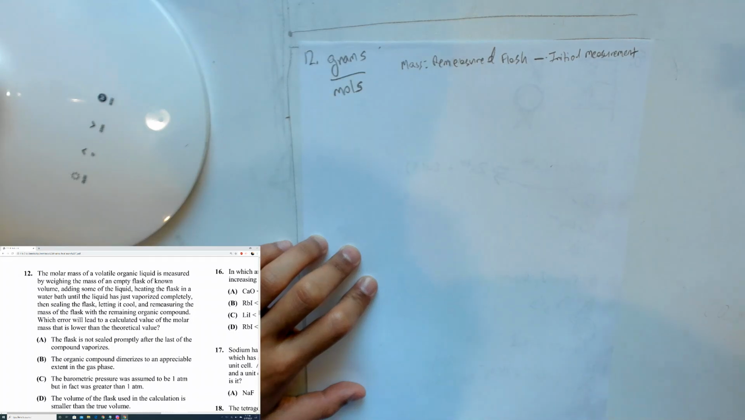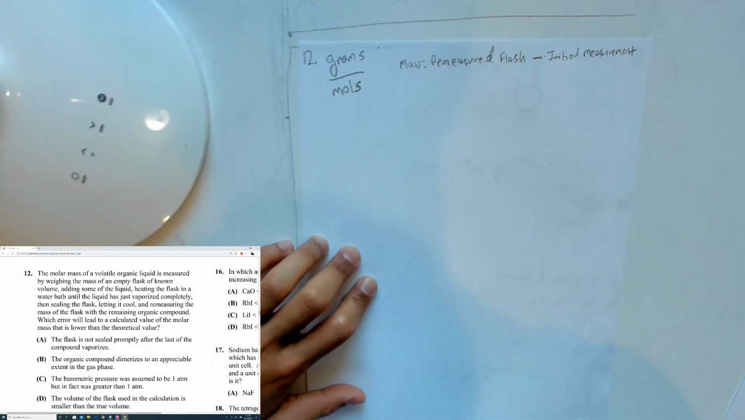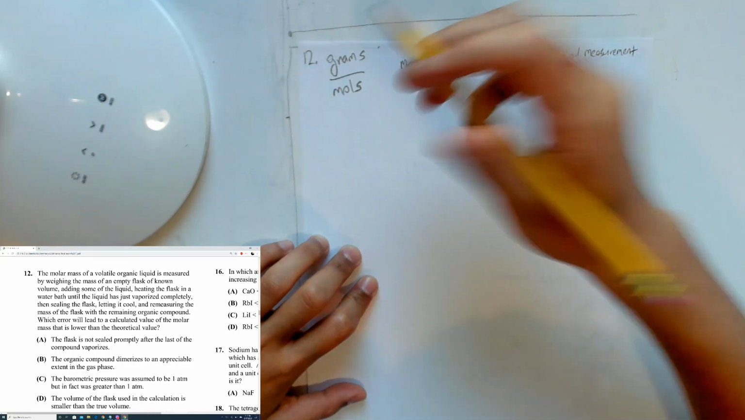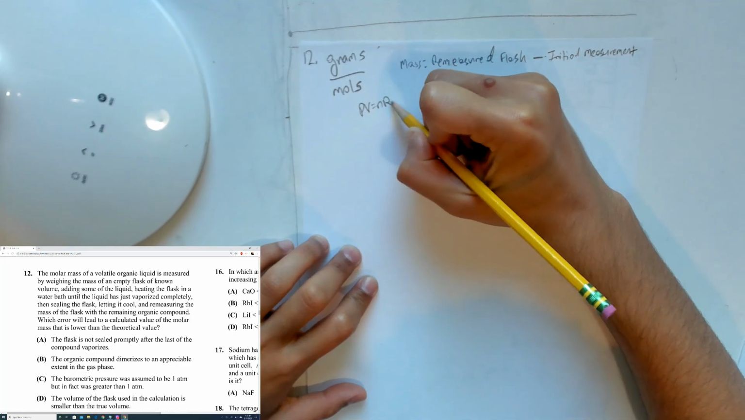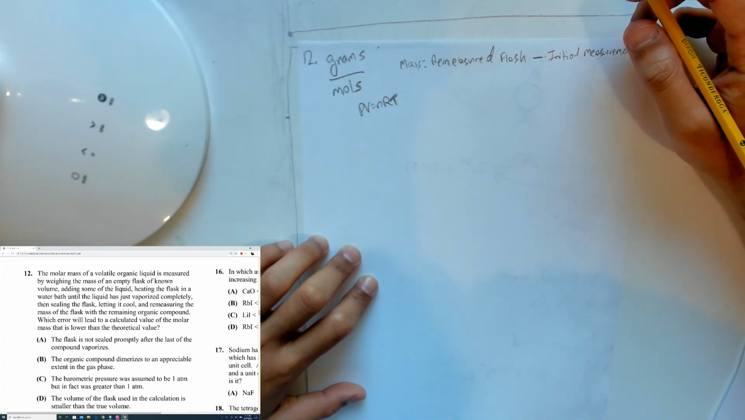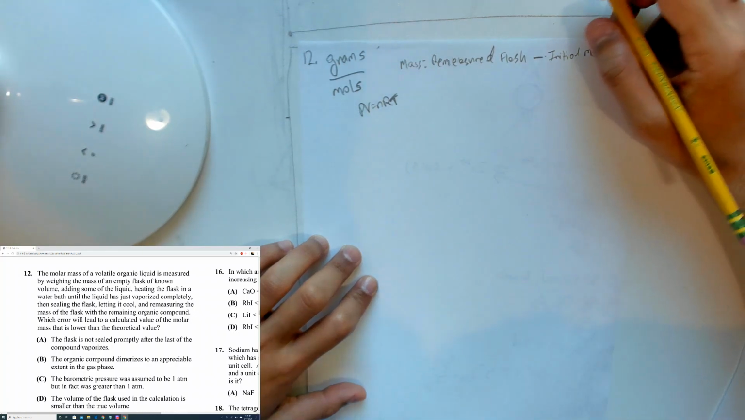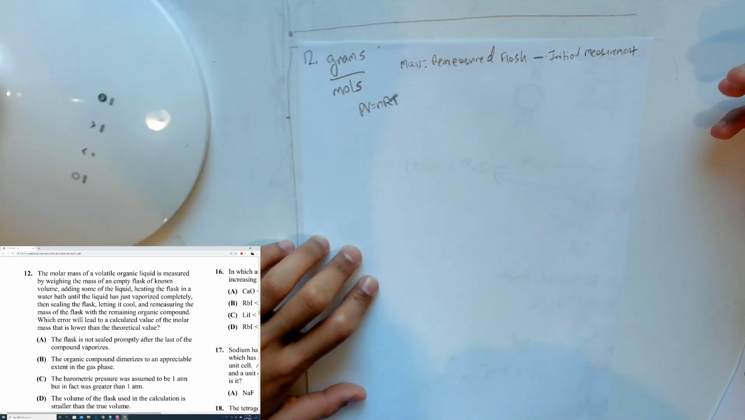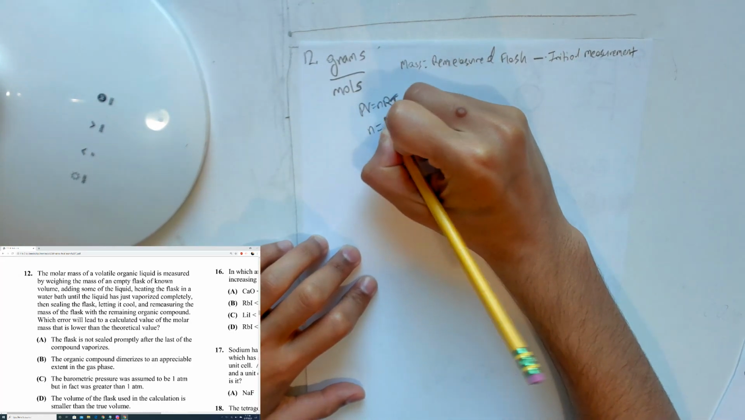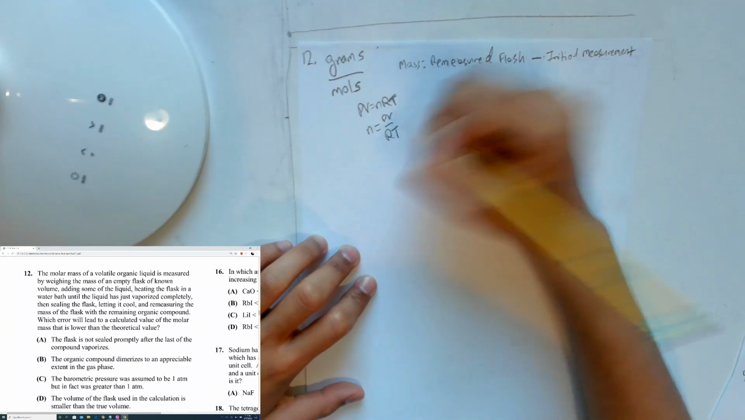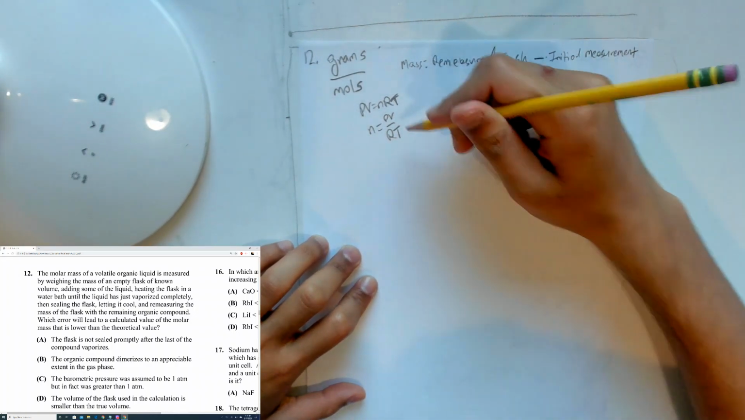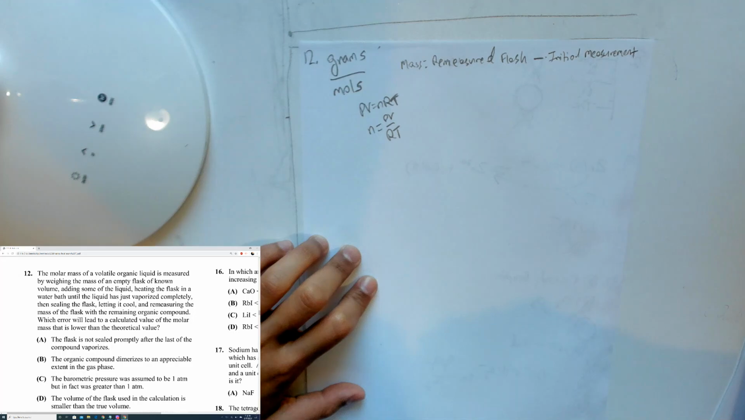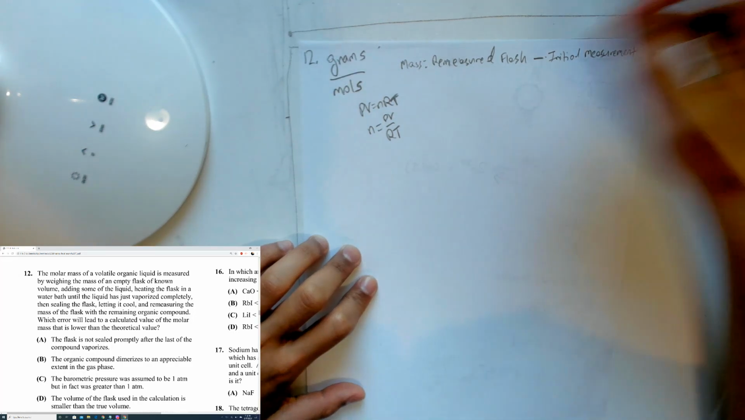Now moles. How can you find moles? I think what you do, I'm not completely sure, let me know in the comments, I think you use PV equals nRT. When you seal the flask, you measure the pressure inside. From this you can find the moles. And from analyzing these variables, you can find the answer that will have the lower molar mass. So let's begin.